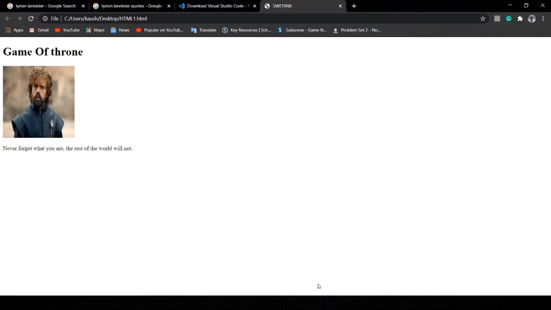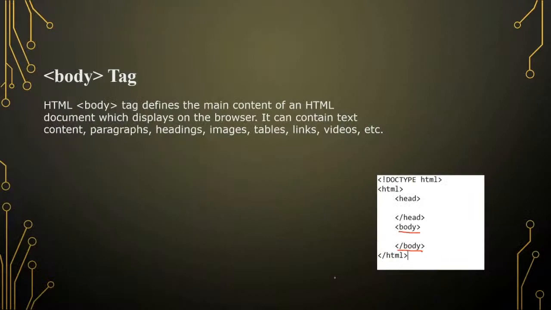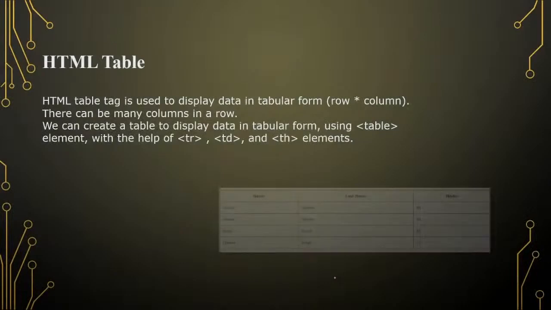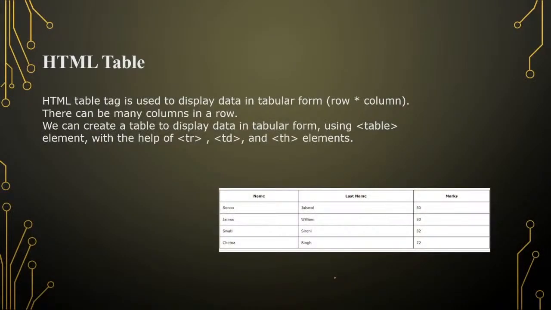Coming to another important topic we have is the tables. You must have seen tables in different websites. HTML table tag is used to display data in a tabular form. There can be many columns in a row. We can create a table to display data in tabular form using the table element with the help of tr, td and th elements.